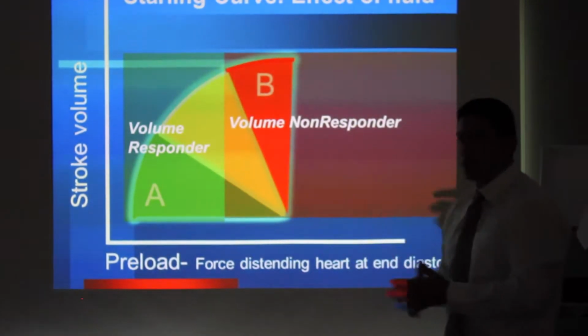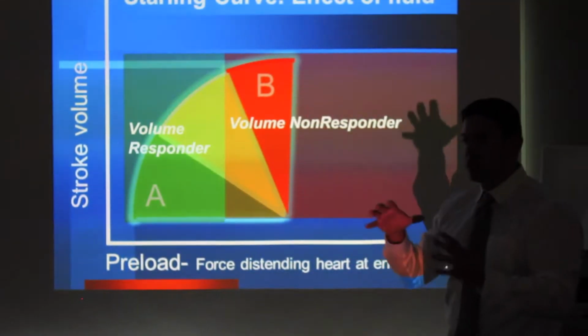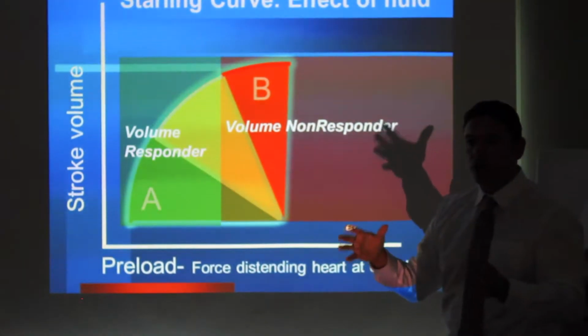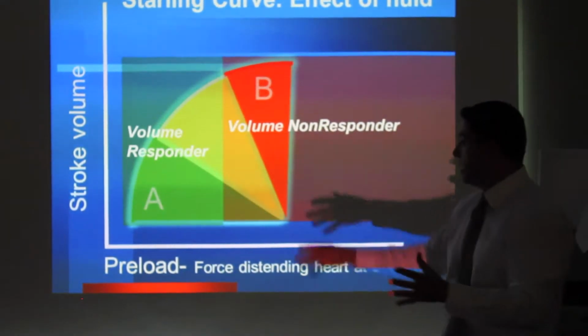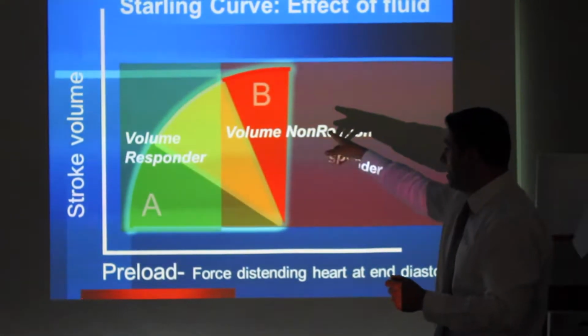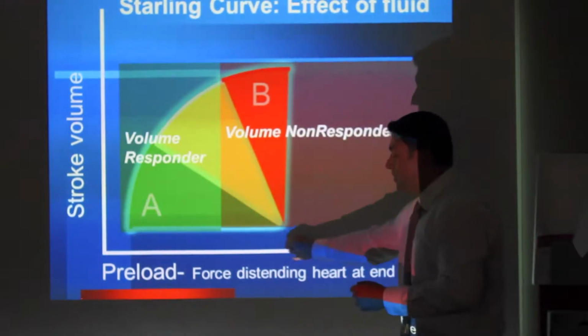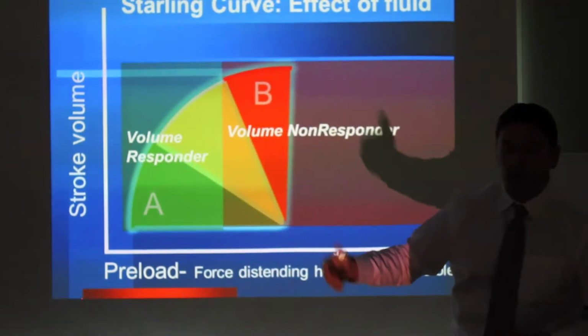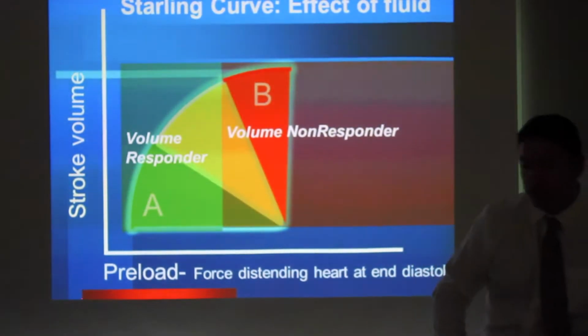The Starling curve is very important, and understanding where your patient stands on this curve will help you determine if the patient is going to be volume responsive, yes or no. Is the patient at A, which is volume responsive, or at B? Because at B, whatever fluid you give, the stroke volume is not going to improve. And then we're going to end up with complications.